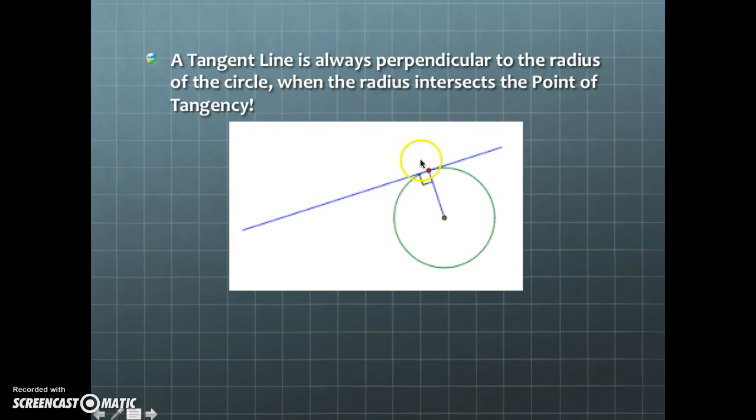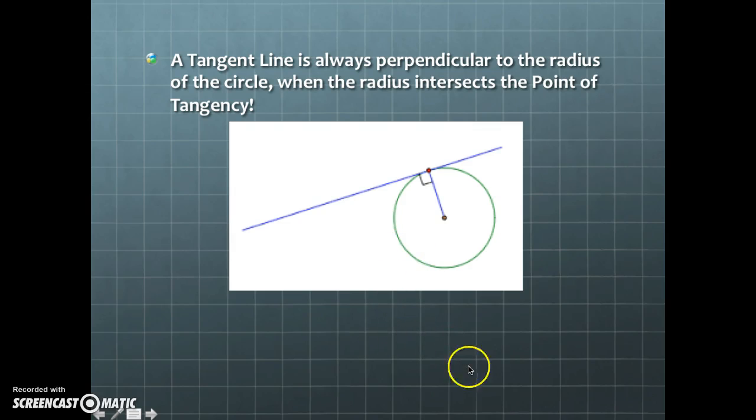A tangent line is always perpendicular to the radius of the circle when the radius intersects the point of tangency. So here you see we have this red dot. That is the point of tangency, and we know that because that is the point that the tangent line is intersecting on the circle. And see how the radius intersects this point? So we know that the radius and the tangent line here are perpendicular.